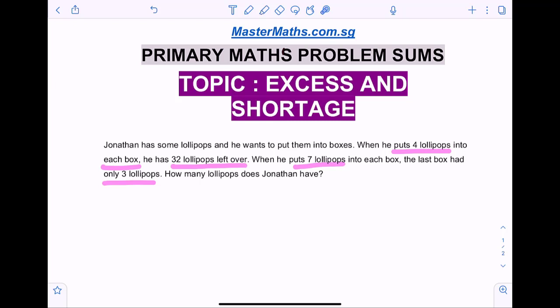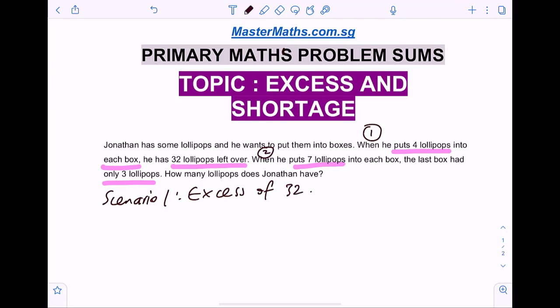Now, this question is an example of a double if question, or what is known as a gap and difference question, where we see 2 scenarios. First one over here and second one over here. Alright, so we will write scenario 1. And this scenario will be 32 left over, so this is an excess. 32, we can put excess of 32.